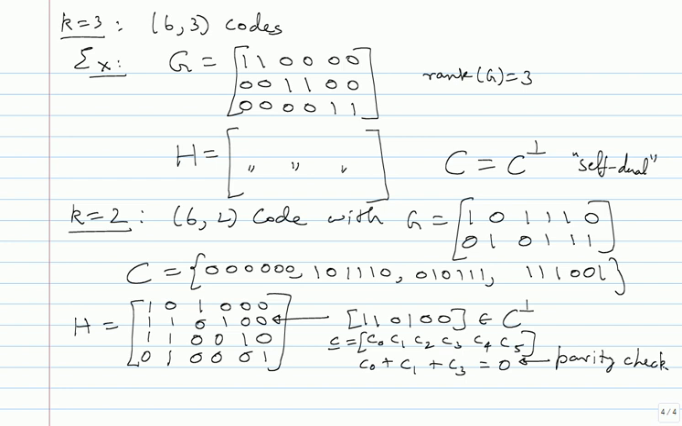Okay, it says check the parity of the first bit, second bit and the fourth bit in your code word. If it has even parity, what does it mean? That vector could be a code word. Why am I saying could be a code word? Because I don't know about the other bits, right?